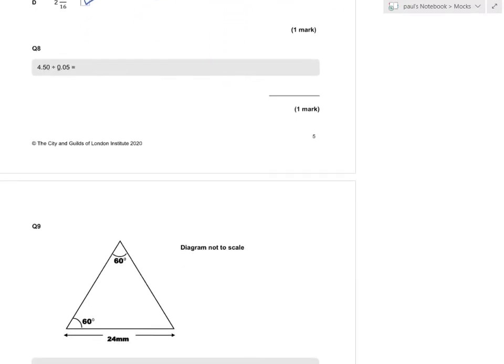0.450 divided by 0.005. So let's do 4.5 divided by 0.05. That looks a bit awful, so I'm going to multiply both top and bottom by 100. So I get 450 divided by 5. That's much better. So let's do that. 450 divided by 5. 5s don't go into 4. 5 nines are 45.